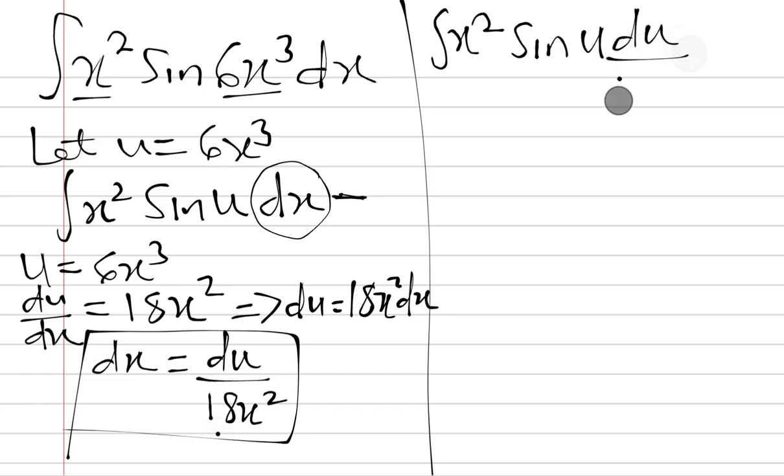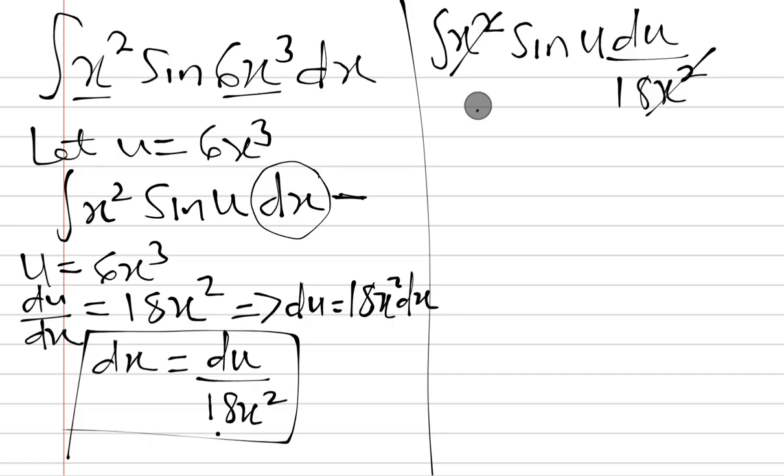du over 18x squared. Are you seeing that? You can see x squared can cancel x squared here also. Now it is not only x squared that you will always have in your equation, but you will notice that all the x variable will be out of the equation. That is the beauty of substitution method.